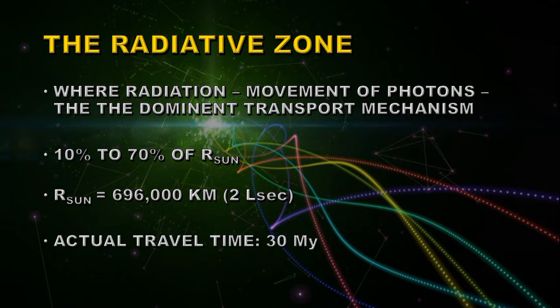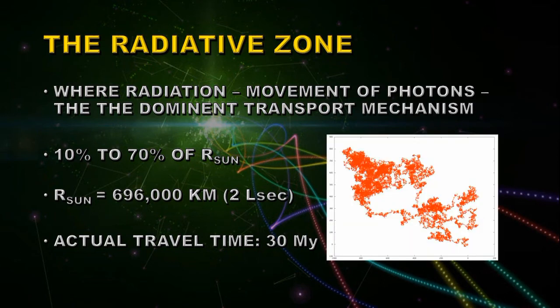However, as we've learned before, the actual travel time is more like 30 million years. That's because the sun is so dense. Photons that are trying to escape from the sun get bounced around in what's called a random walk process. Say the photon starts here at 0, 0. It's going to move a certain distance before it hits a nucleus and is absorbed, and then is sent out in a random direction. It can go forwards, backwards, or sideways.